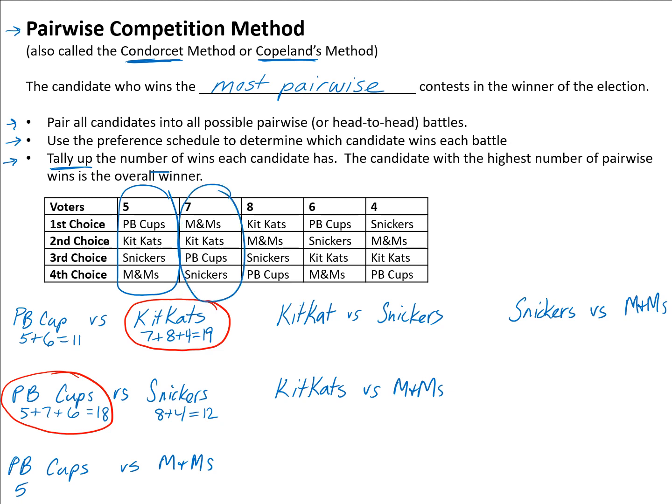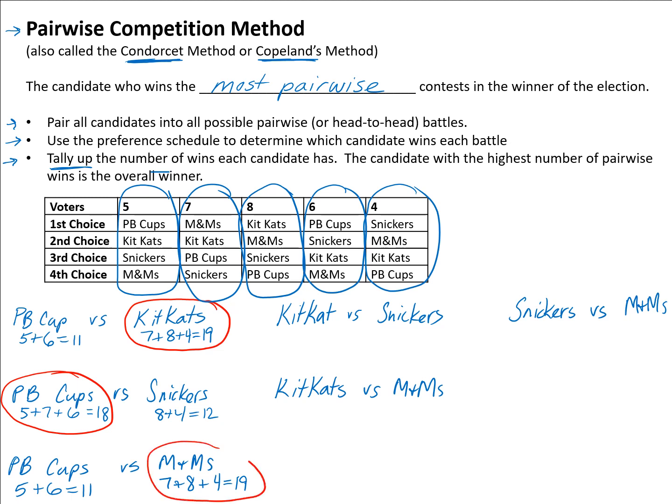Second column, M&Ms is on top, so that's 7 votes to M&Ms. Third column, M&Ms is above Peanut Butter Cups, so those 8 votes go to M&Ms. Next column, Peanut Butter Cups is on top, so 6 votes go to Peanut Butter Cups. And the last column, M&Ms is actually higher than Peanut Butter Cups, so M&Ms wins. So tally up the votes, 11 to 19. That means M&Ms won. And again, 19 plus 11 is all 30 kids, so we did account for everybody.